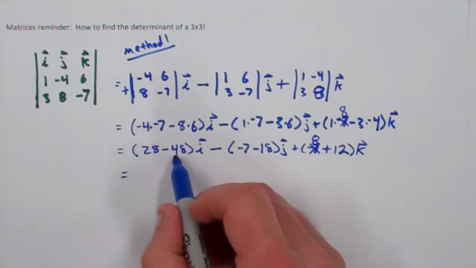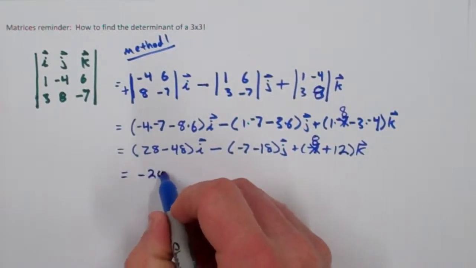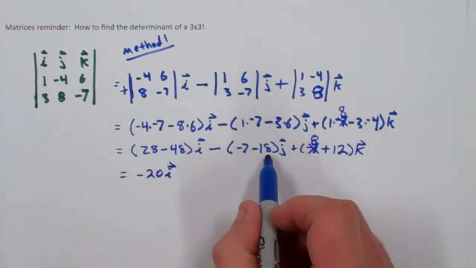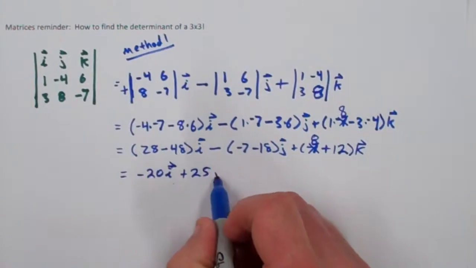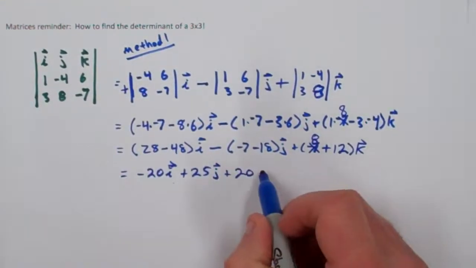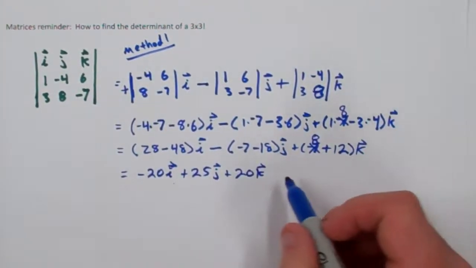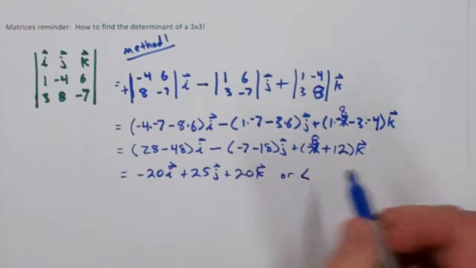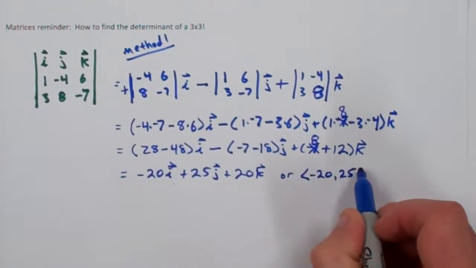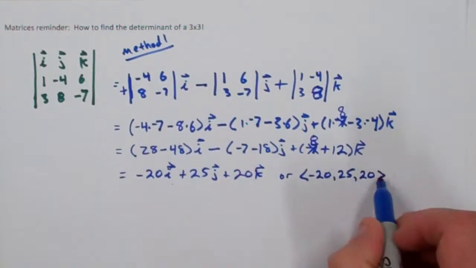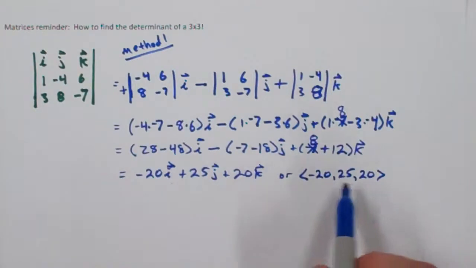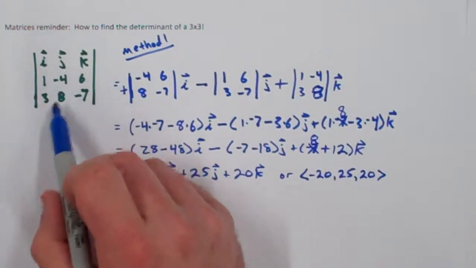So on the next one we've got 28 minus 48, which is -20, and then our vector I. And we've got minus -25, which is plus 25, vector J. And then the next one is 8 plus 12, which is 20, and vector K. So you could also write this in its vector ordered pair form, and that would be -20, 25, 20. And if you graph these things, this vector would be perpendicular to each one of these at the same time.